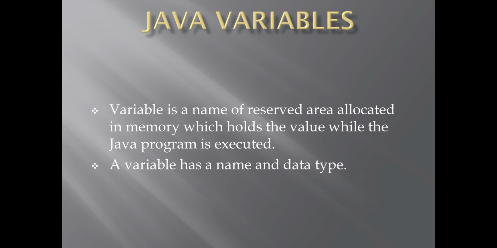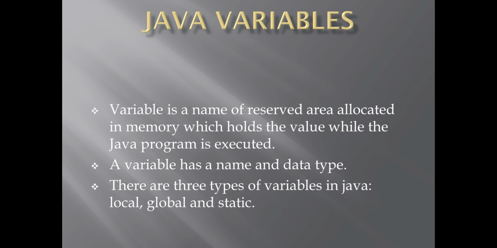A variable has a name and a data type. Every variable in Java has these two: name and data type. The name should be a unique name to identify that variable, and the data type gives you an idea about the type of value stored in that variable. For example, is it a text or a number or a decimal number and so on. We will talk later about data types in detail in the next video.